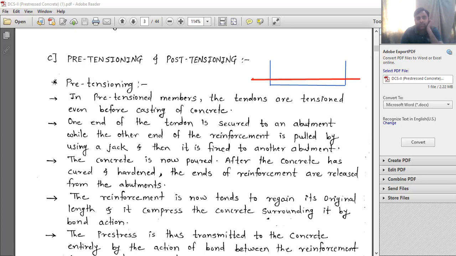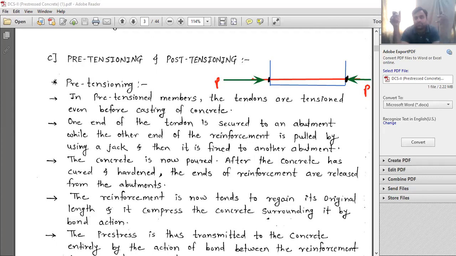We apply the prestressing force over here. I will show you. On this tendon, this prestressing force P is applied, and after we achieve a certain value of the prestressing, what will we do? We will remove this prestressing force, and we will cut down the tendon from this part.